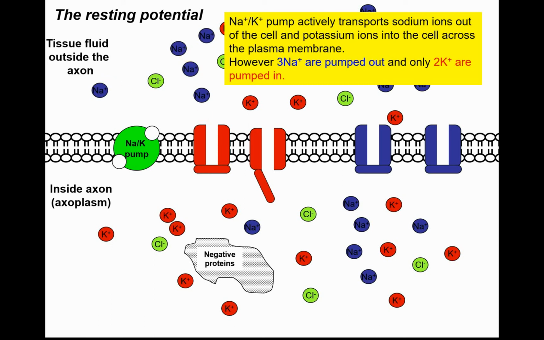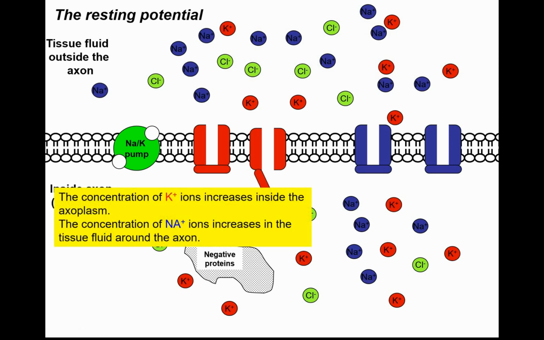So you're already going to start to have an imbalance of charge, because we've moved 3 positives out but only put 2 positives in. So we're creating a charge. There's more positive on the outside than there is on the inside already, but we're also creating a concentration gradient as well. Okay, so we're getting a higher concentration of sodium outside the cell and a higher concentration of potassium inside the cell. So the concentration of potassium ions is increasing inside the axoplasm, and the concentration of sodium ions is increasing outside. But we're also getting a charge.